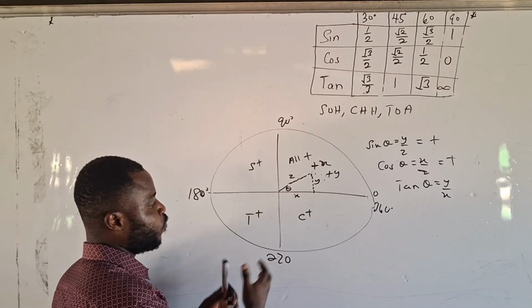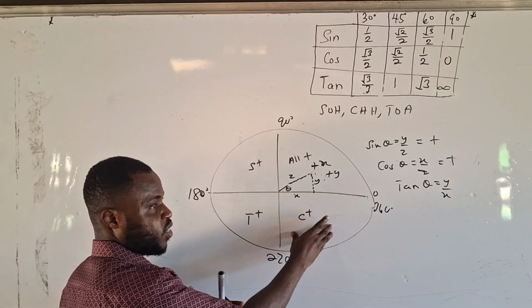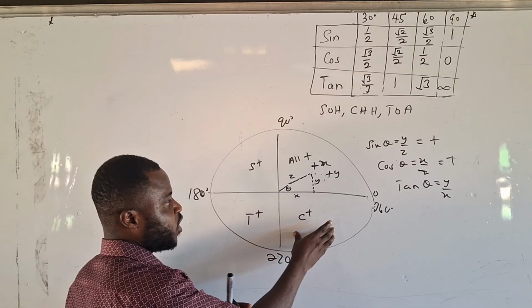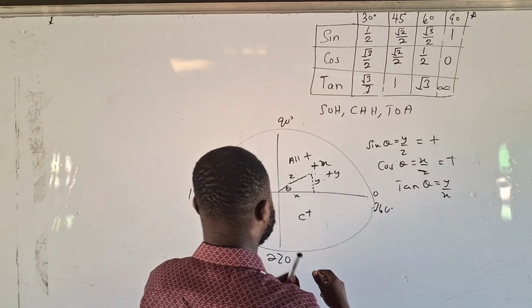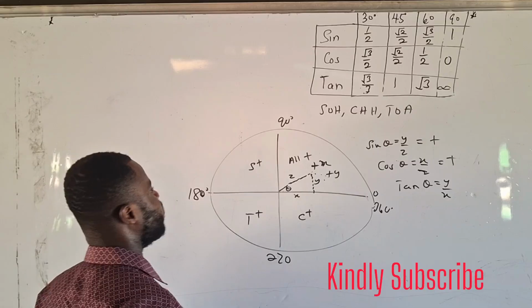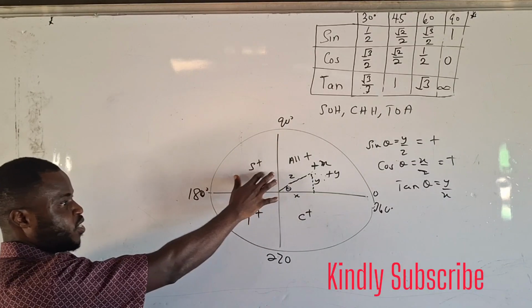where will it be? It will fall within which quadrant? It will fall within this quadrant. Yes, it will fall within this quadrant. So you have to know that. So now, why is only sine positive here? Why is only sine positive here?